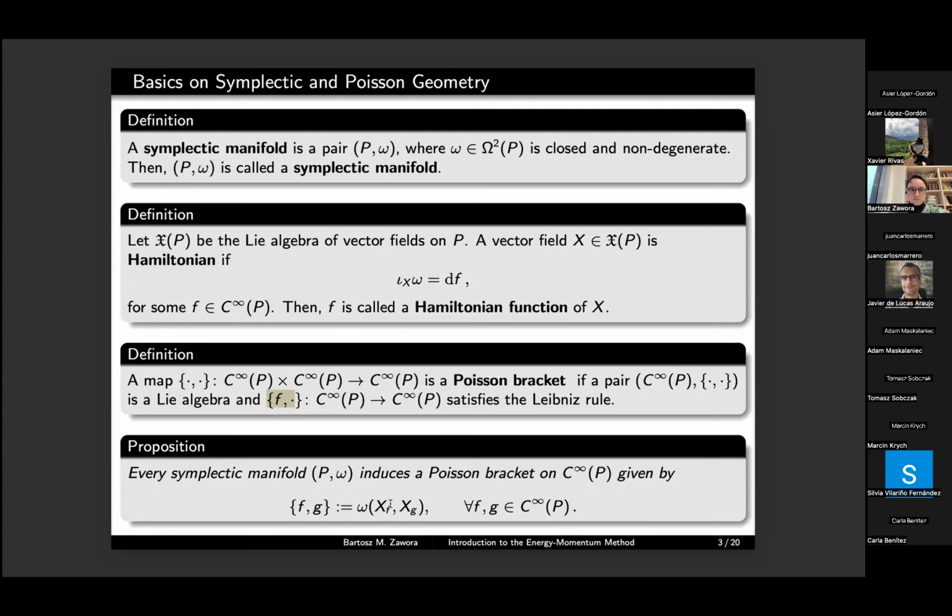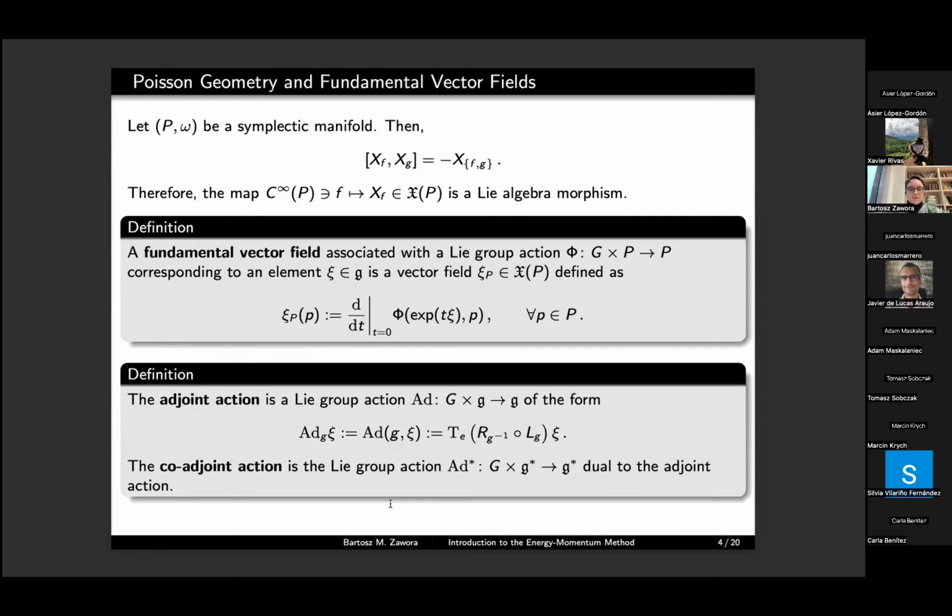Okay. Then we have the map from the set of smooth functions on a manifold P to the set of vector fields, which is a Lie algebra morphism, where the Lie algebra on the left is given by the Poisson bracket, and on the right is given by the commutator of the vector fields.